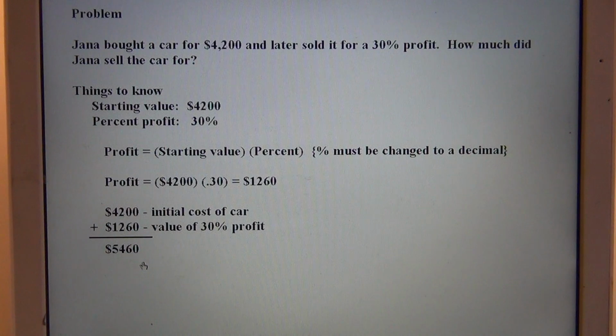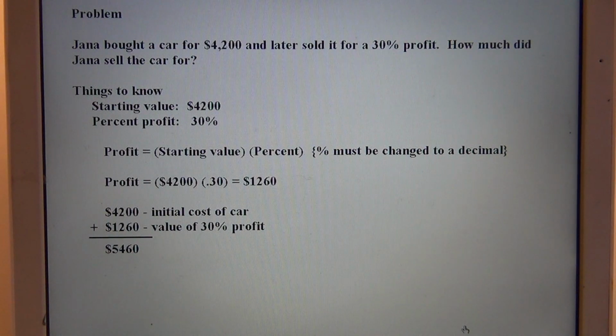Let me just review that. To find out how much she sold the car for, she would sell the car for the starting value of the car plus 30% profit. So we have to add the starting value and 30% profit. We know the starting value, $4,200, and we calculated the profit by multiplying the starting value by 30%, or 0.30, and we got 1,260. We add these two together, and that's how much she sold the car for.